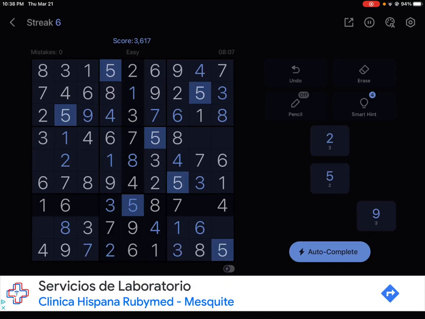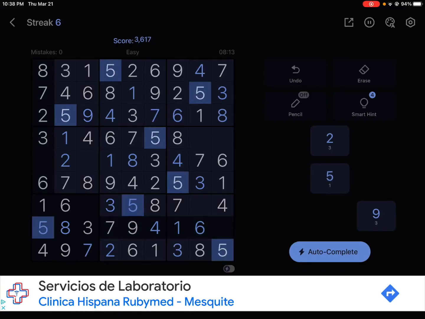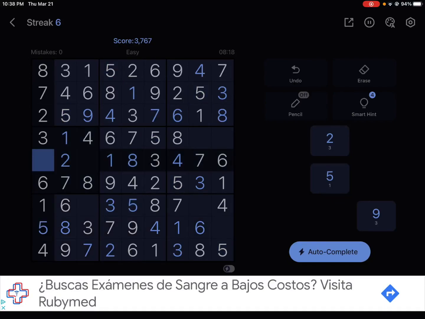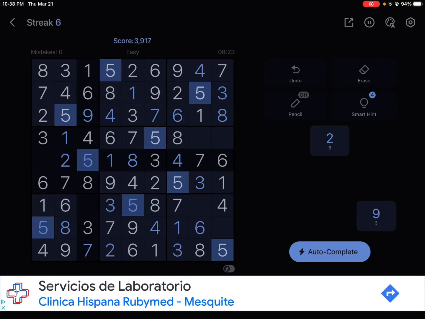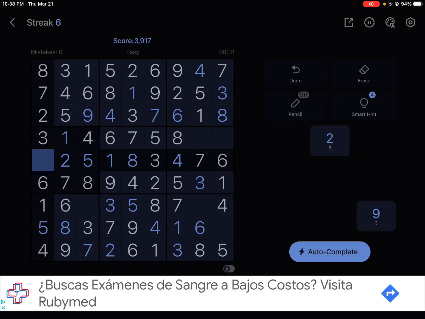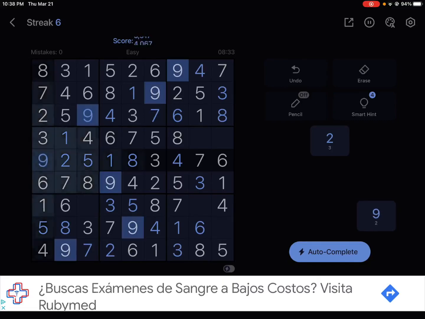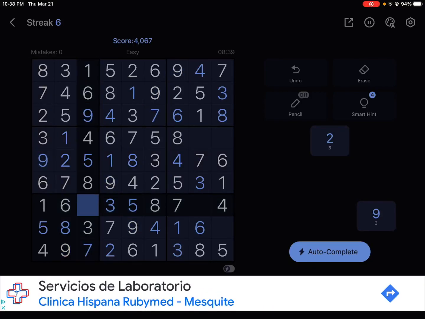Because of that, we know 5 cannot be here for this square, so it has to be here. And because of that, we know the 5 cannot be here because it's the same column. So our 5 is going to go here. And that's all of our 5s. The square right here in the middle left has one number missing, and that's going to be our 9. This square here in the bottom left has one number missing, and that's going to be our 2.